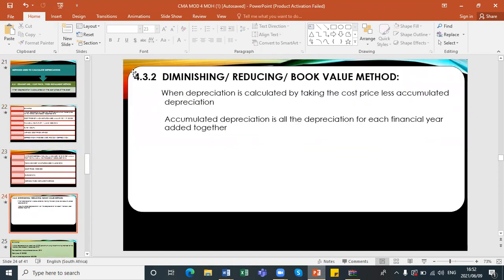Now, the next method we're going to look at is the diminishing method, the reducing method, or the book value method. What does this entail? When depreciation is calculated by taking the cost price less accumulated depreciation. Now, what is accumulated depreciation? When you add all the depreciation for the years since you've been writing off depreciation.